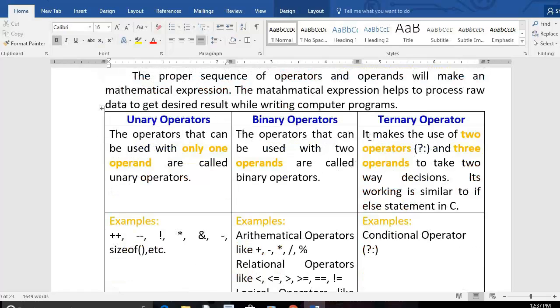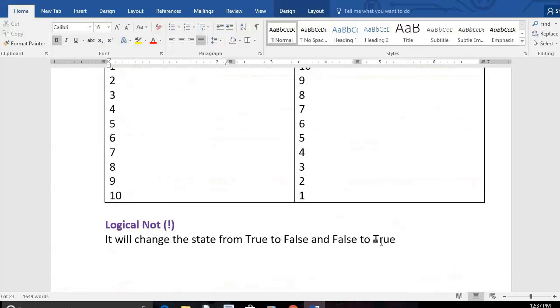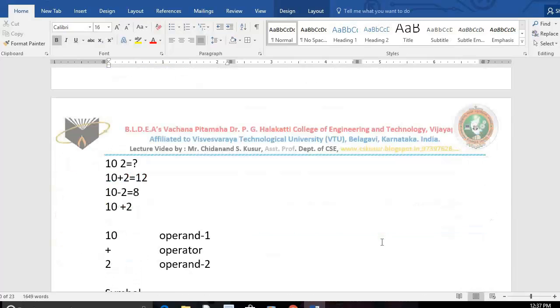I hope you understood. It makes use of two operators, question mark and colon, and three operands to take two-way decisions. Its working is similar to the if-else statement in C. I explained to you. Don't worry, just listen to me with concentration.